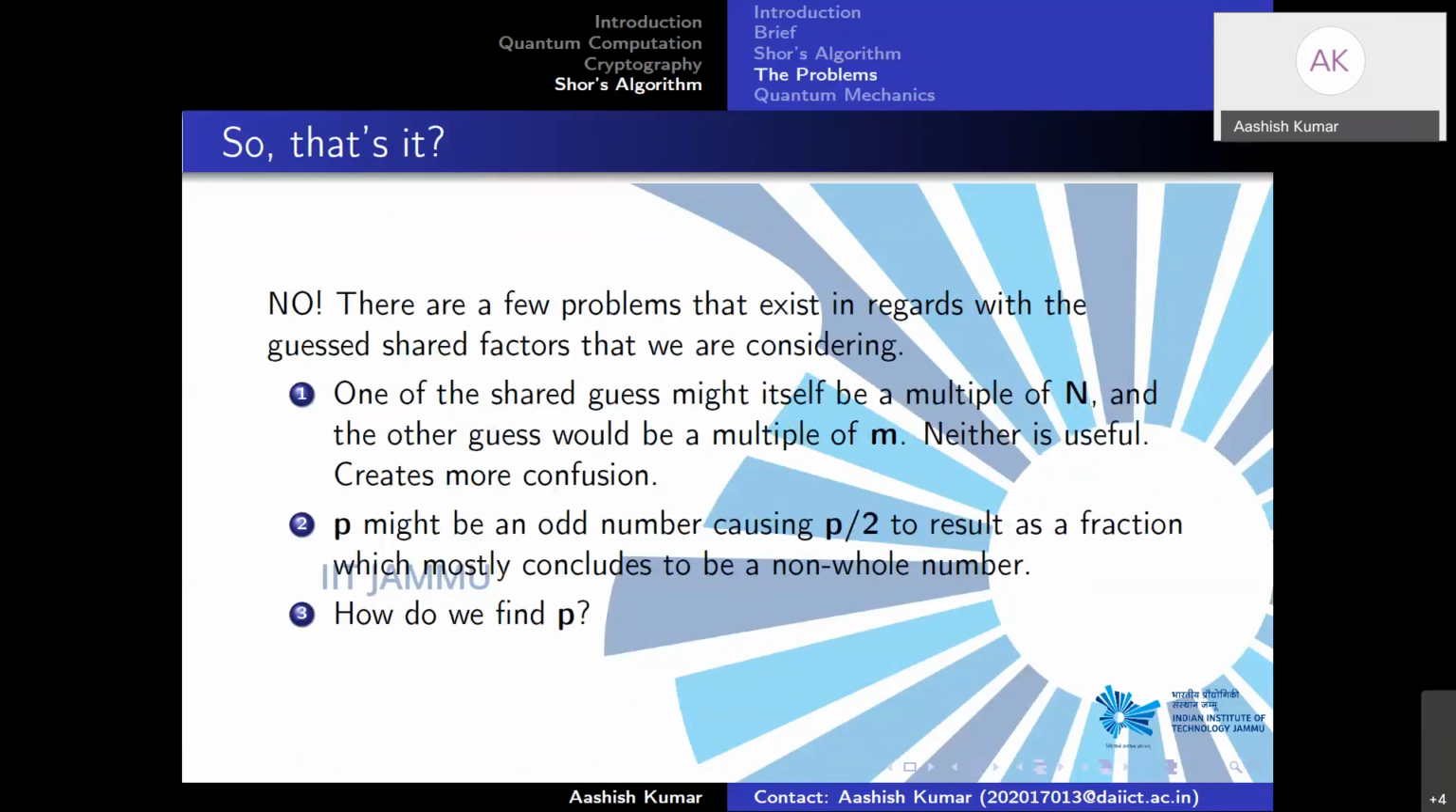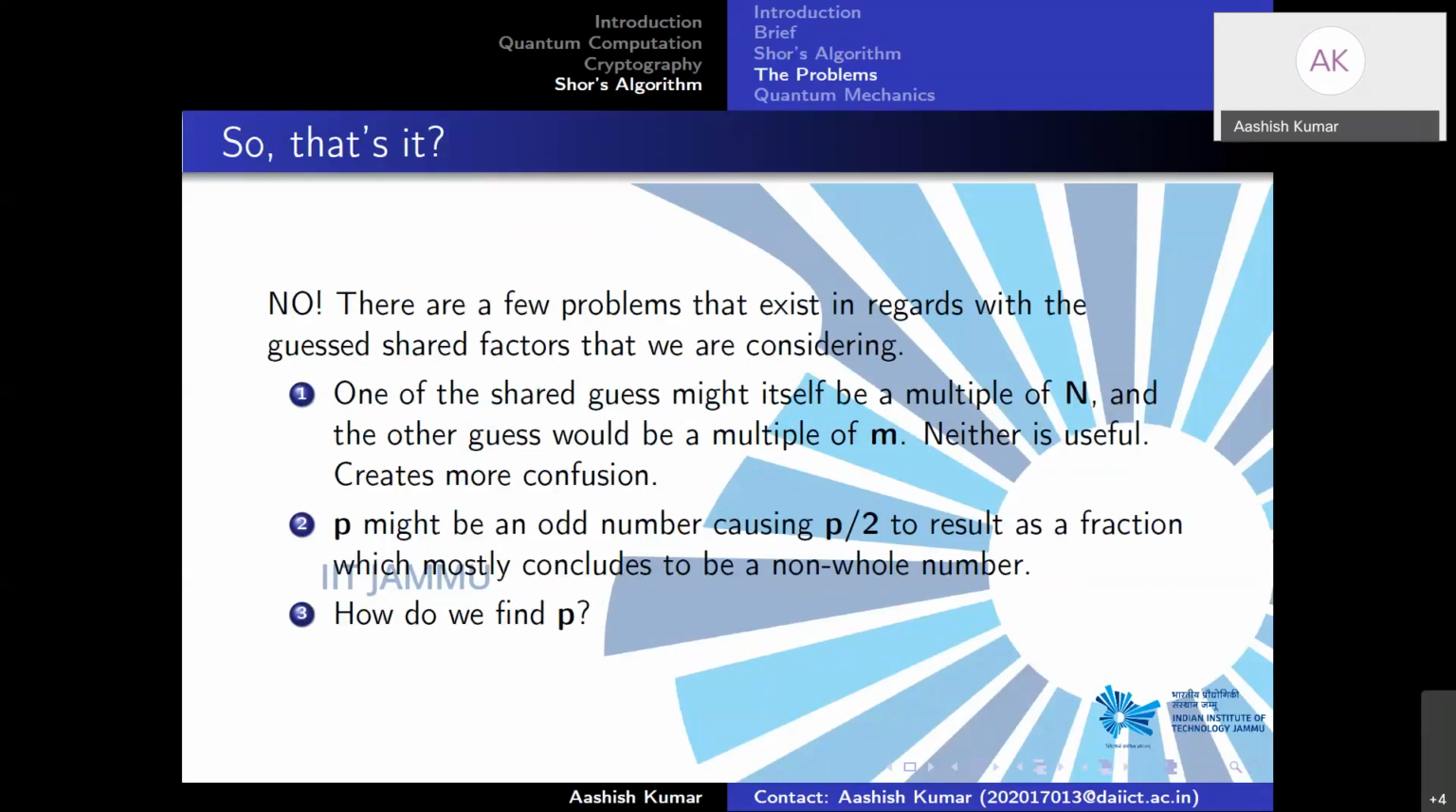No. There are a few problems with the shared guess. These are the problems. One of the shared guesses might itself be a multiple of n, and the other guess would be a multiple of m. So neither of these is useful to us. Actually, they will be increasing the confusion.